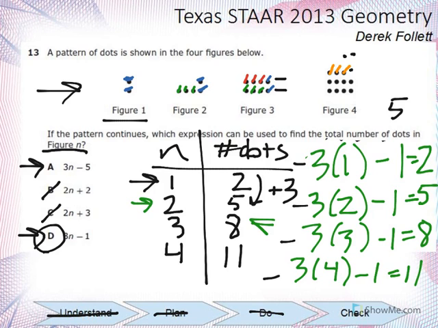So anyways, we'd have 11 plus 3 dots, so for figure 5, we would have 14 dots, and then we can plug that into our formula as well. 3 times 5, 15, 15 minus 1 is 14. There you go.